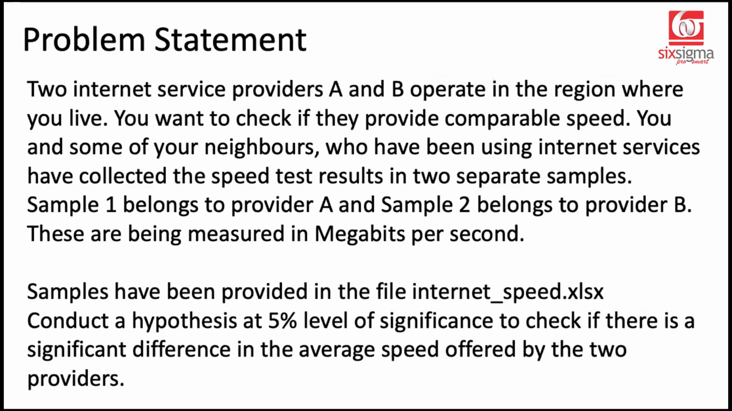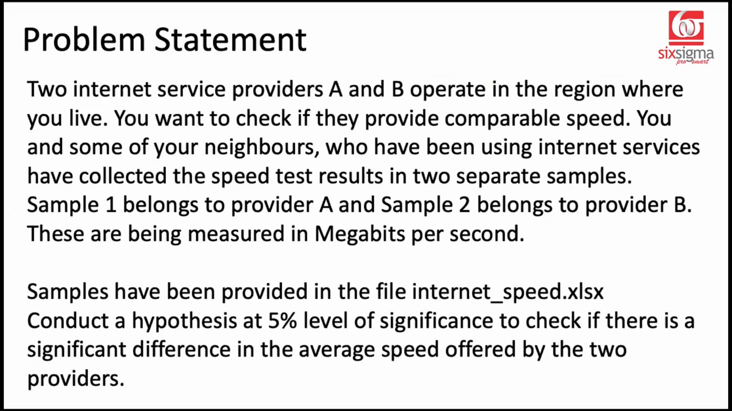The problem states there are two internet service providers, A and B, who operate in the region where you live. You want to check if they provide comparable speed. You and some of your neighbors who have been using internet services have collected these speed test results in two separate samples. Sample 1 belongs to provider A, and sample 2 belongs to provider B.